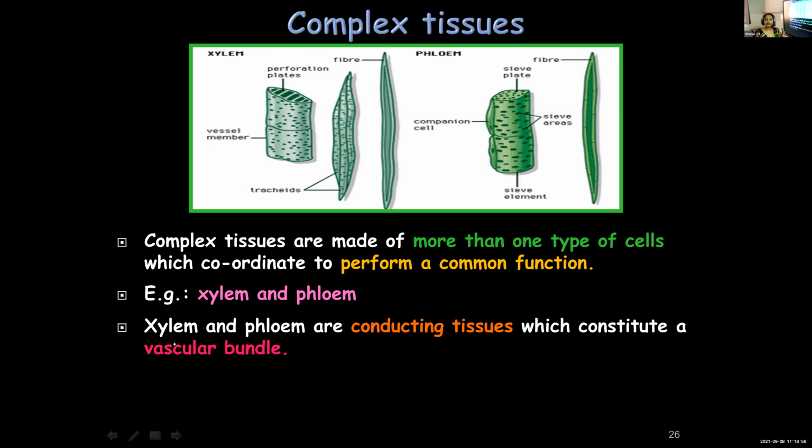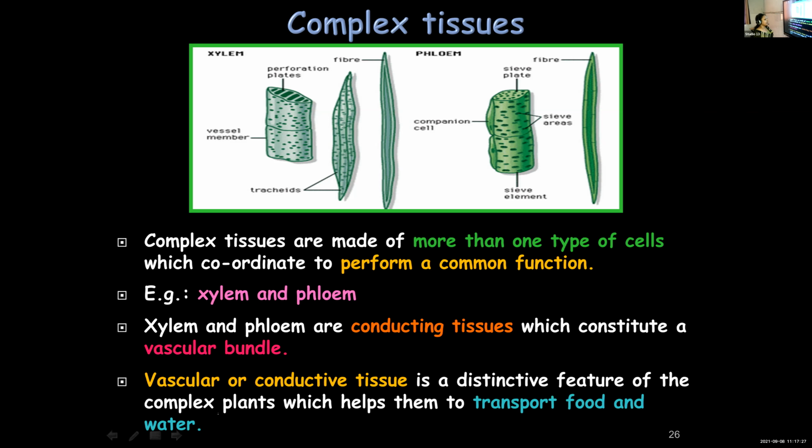Vascular bundle includes xylem and phloem. Name the 2 conducting tissues in plants. Xylem and phloem. Name 2 complex tissues in plants. Xylem and phloem. What constitutes a vascular bundle? Again, xylem and phloem.